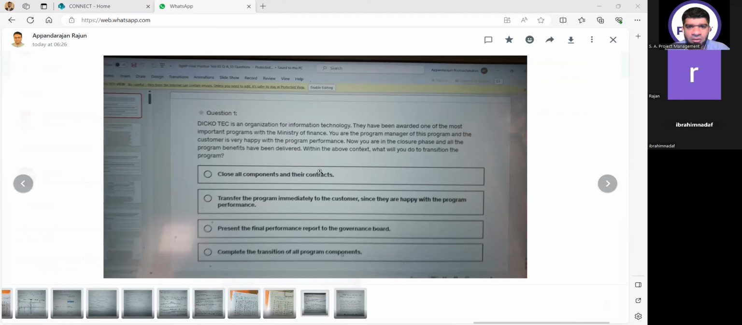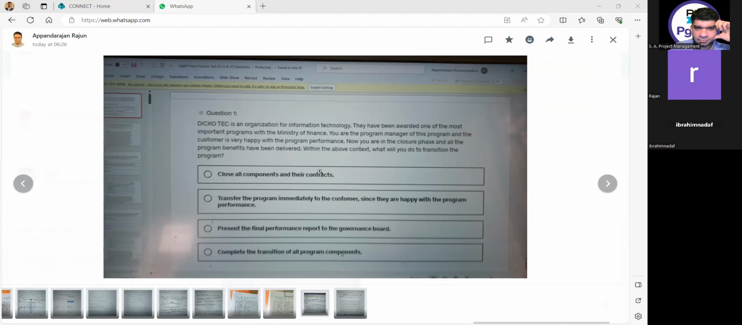Okay, give me some time. I will just read it and put my understanding. Okay. So now you are in the closure phase, and all the program benefits have been delivered. Within the above context, what will you do to transition the program? So the first thing I understand here is that you are in program transition and not in component transition, and you are in closure phase. Closure phase will have both program transition and program closure. Now I go to the full question.